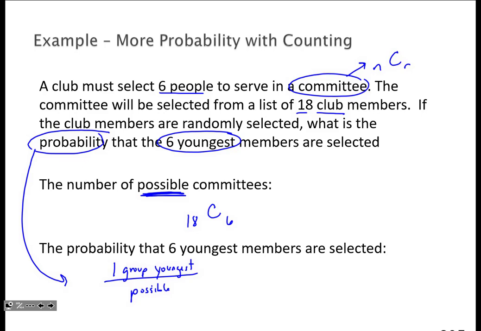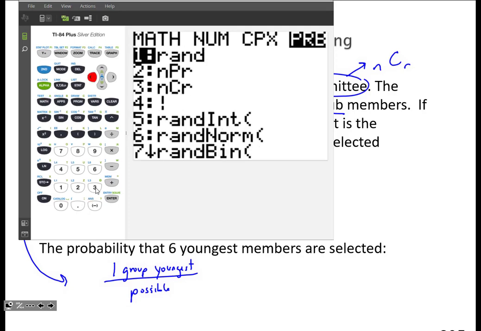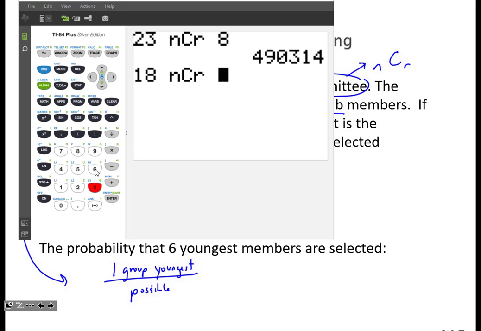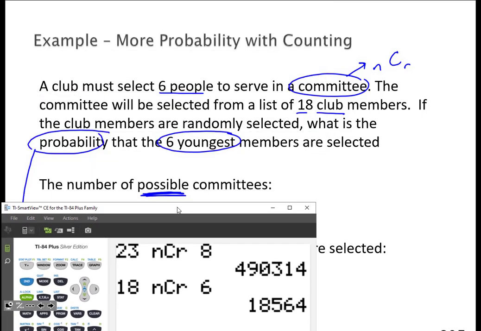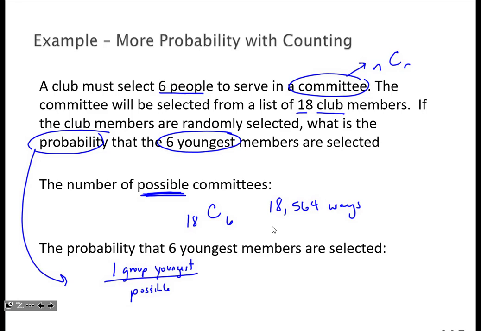18C6. Again, you've got your calculator, type in your 18, math, PRB, number 3, and we're choosing 6. That gives us 18,564 possible ways to choose a 6-person committee. Again, that's not even considering all the different order, but just 18,564 ways.